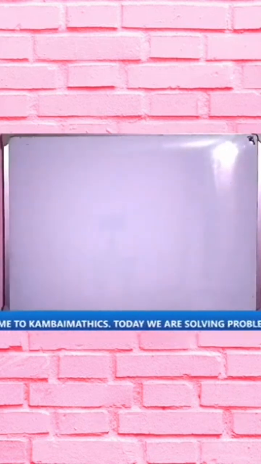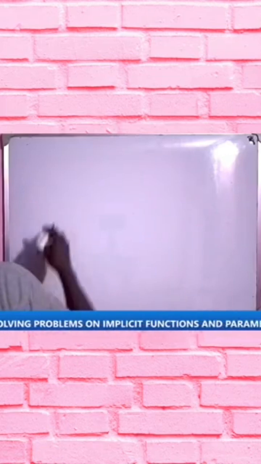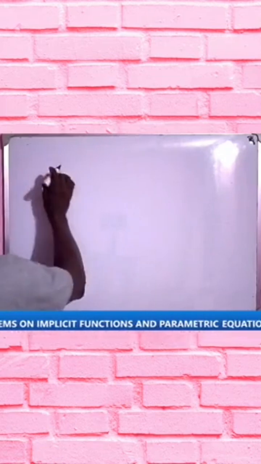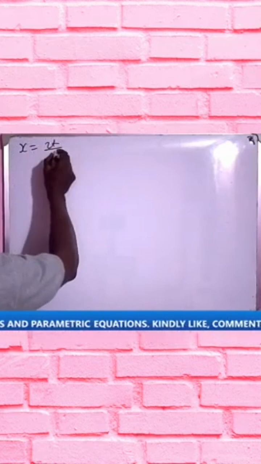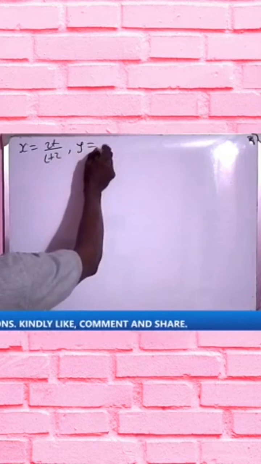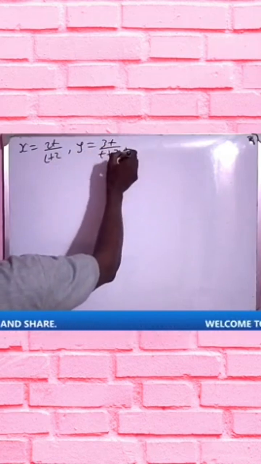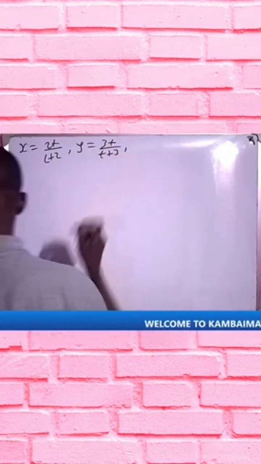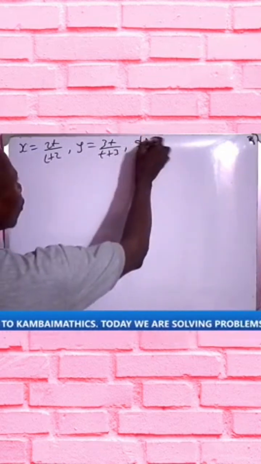So we have another question on parametric equation before we go and solve this. We have that if x is equal to 2t over t plus 2, comma, y is equal to 3t over t plus 3, we have to find, in terms of t, dy over dx. So to solve this one, we have to find dy over dx.